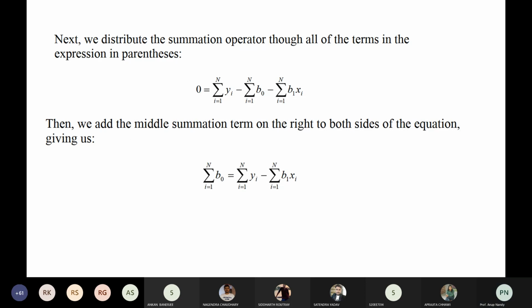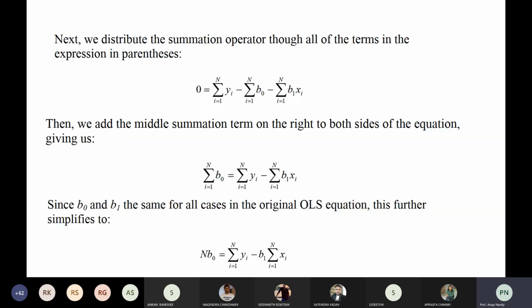Now your objective is to find out b naught and b1. Okay, your objective is that you have two unknowns, b naught and b1. You need to find out this b naught and b1. So that is your job. So here, as you can see, the b naught is sitting independently. We just simply take b naught to the left hand side. Then we can simply add the middle summation term on the right to both sides of the equation. So you can simply have summation i is equal to 1 to n b naught is equal to summation i is equal to 1 to n yi minus summation i is equal to 1 to n b1 into xi.